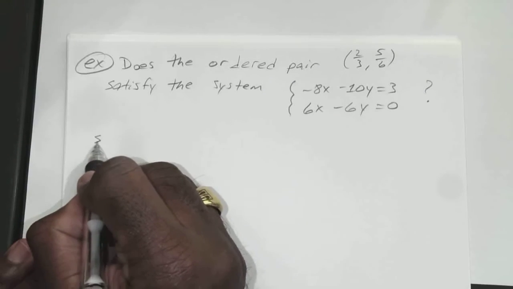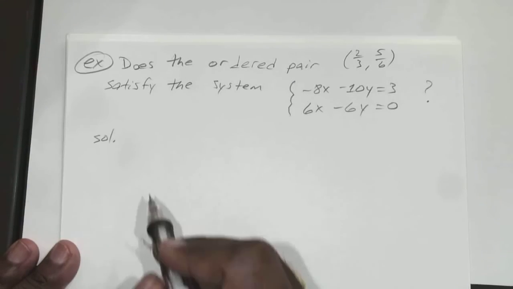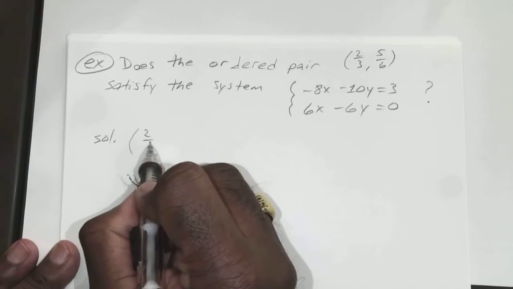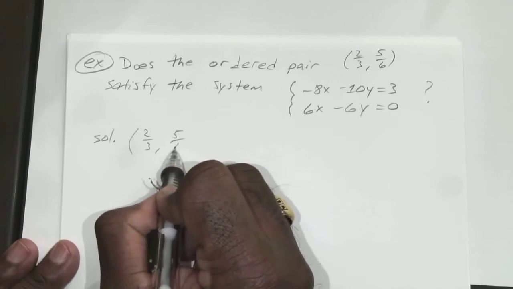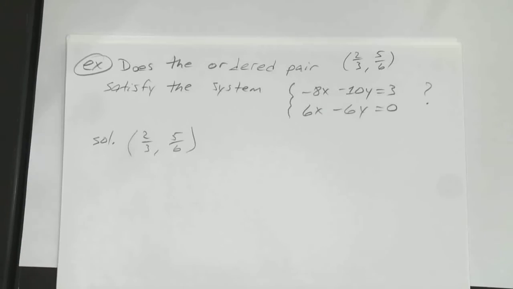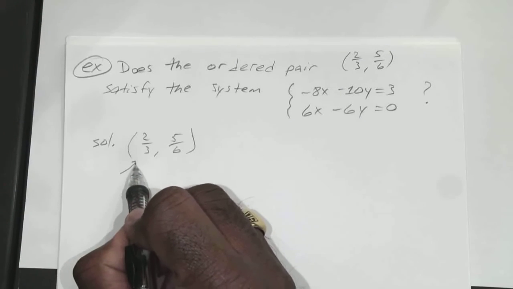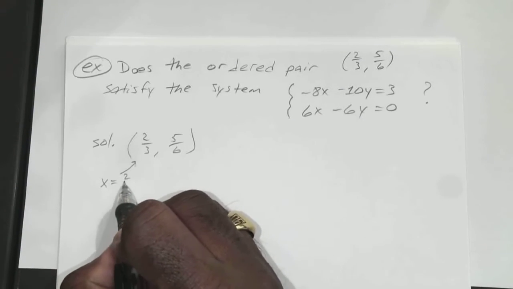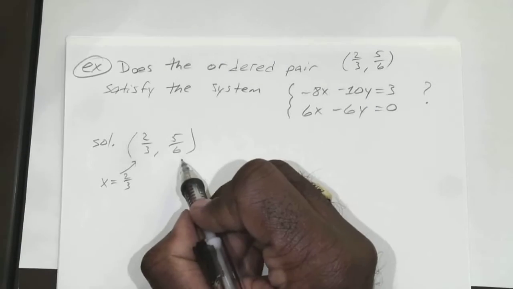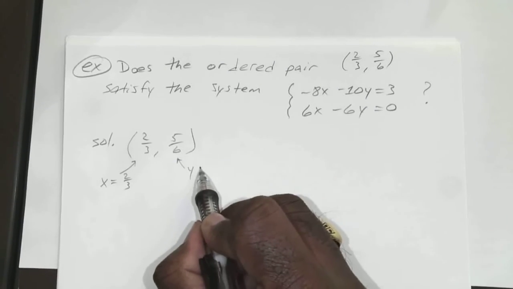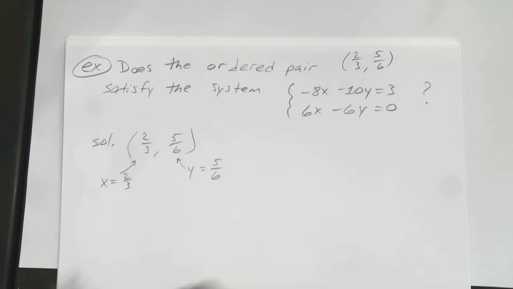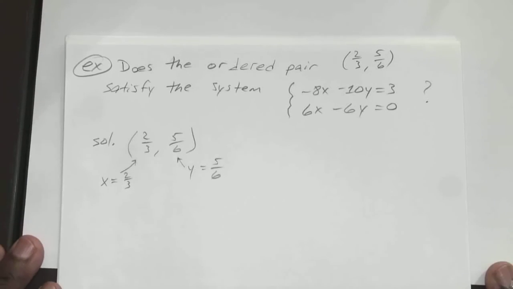Right, so just like before, we have our 2/3, 5/6. So that means our x will equal 2/3, and our y equals 5/6. Okay, so we'll go ahead and plug it into our first one, see what happens.